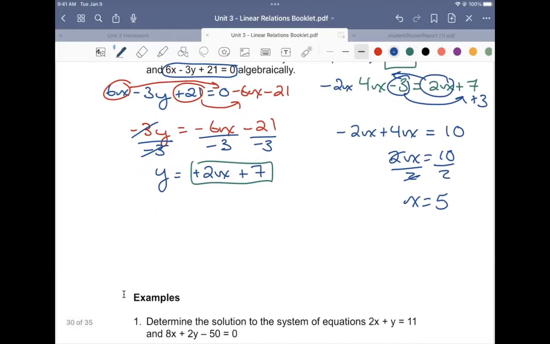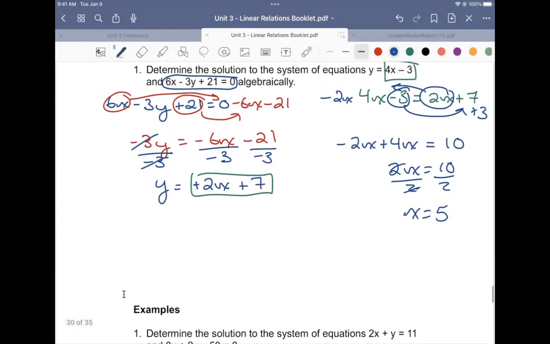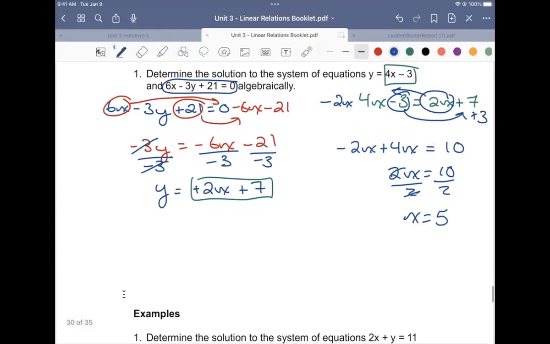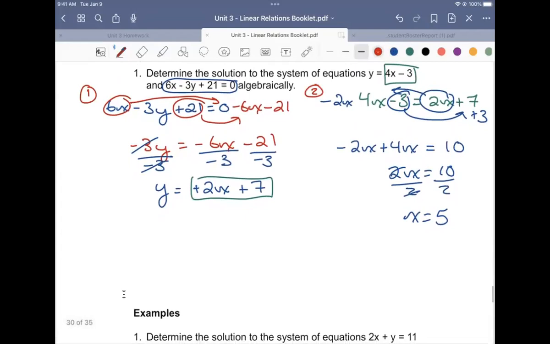And now I can substitute that back into one of my two equations to solve for y. So essentially, step 1, 2, we're just going to go 3 over here. I'm going to take the first equation, y is equal to 4 times 5 minus 3, which is equal to 20 minus 3, which is equal to 17. Now, if I'm going to double check that, I'm going to go 4 over here.